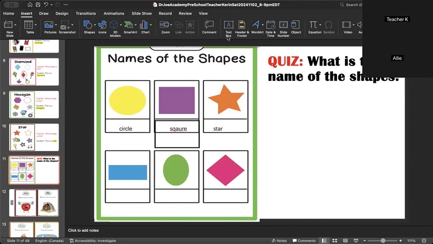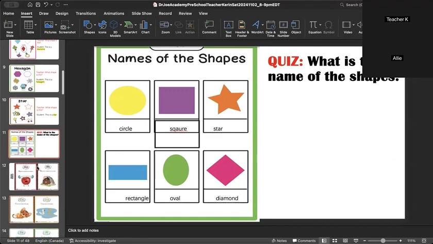Okay. All right. Let me just fill this in. Rectangle, oval, diamond. I need the nails.